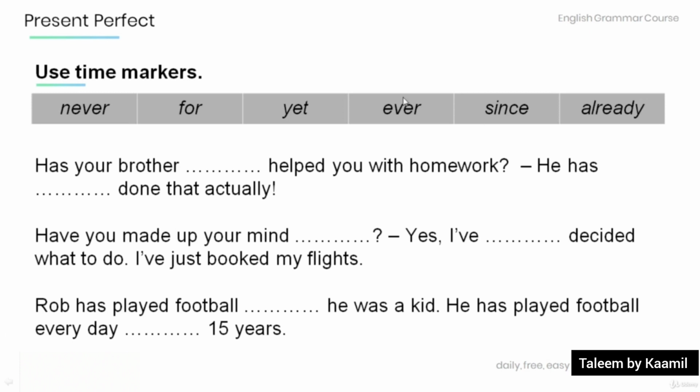Now read the following sentences and fill in the blanks using the appropriate time markers. Never, for, yet, ever, since, already. Has your brother ever helped you with homework? He has never done that actually.